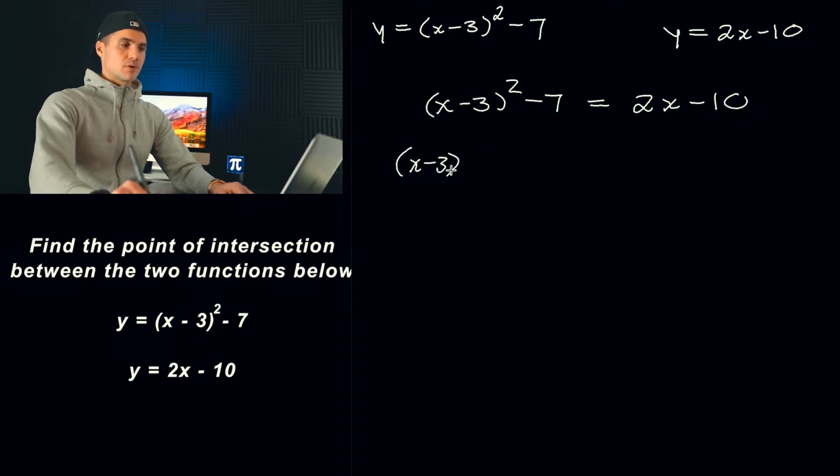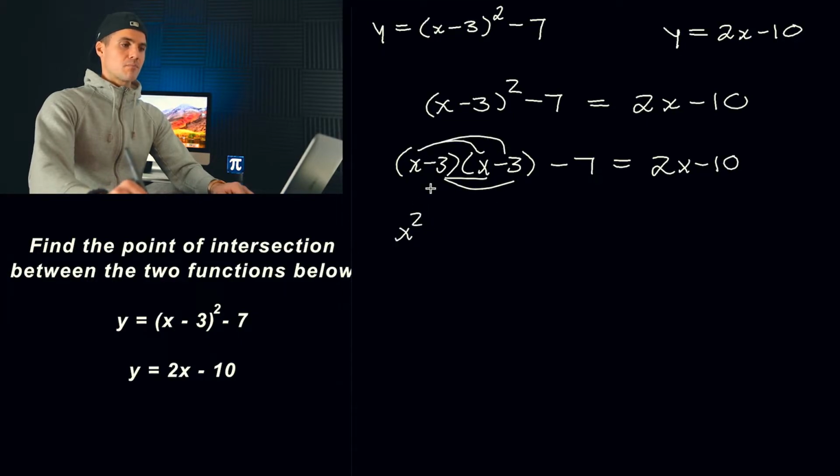So what I'm going to do is this x minus 3 squared, I'm going to rewrite like this, minus 7 equals 2x minus 10. Now if you end up foiling all this out, you'd have x squared minus 3x minus 3x. Just going to simplify those. That's going to be x squared minus 6x plus 9 minus 7 equals 2x minus 10 like that.